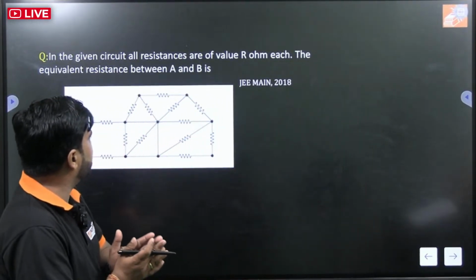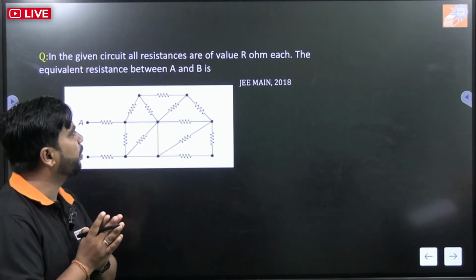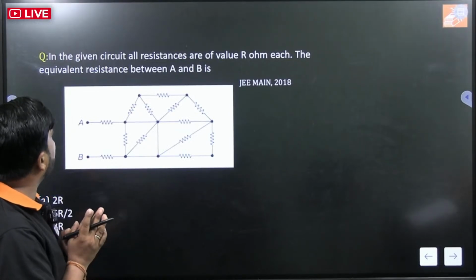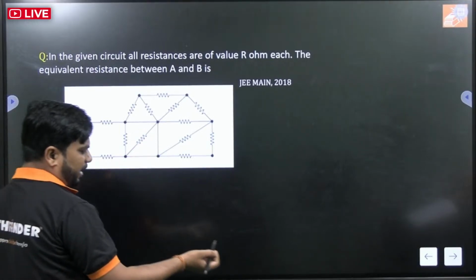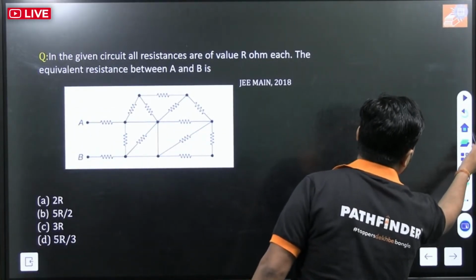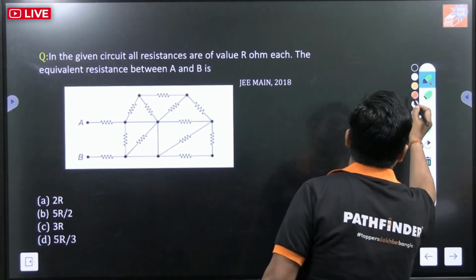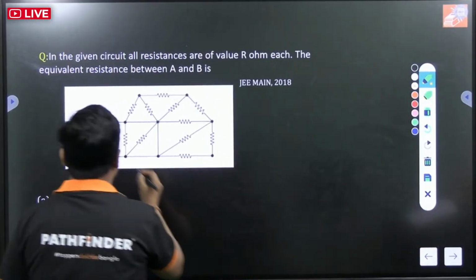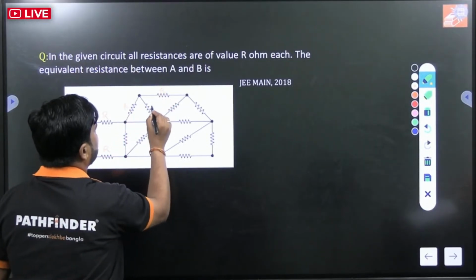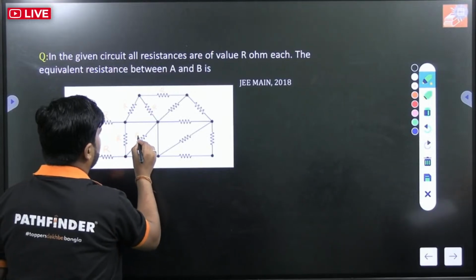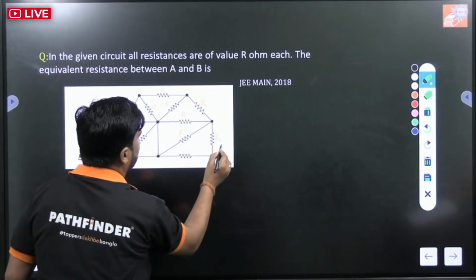Again, this question is being asked in JEE Main 2018. In the given circuit, all resistances are of value R ohm each. The equivalent resistance between A and B is, what is the equivalent resistance between, हर एक resistance का value क्या है यहाँ पे? R है. Let me write it down. हर एक का value क्या है? यहाँ पे ये भी R है, ये भी R है, R, R, R, R, R, R, R and R.